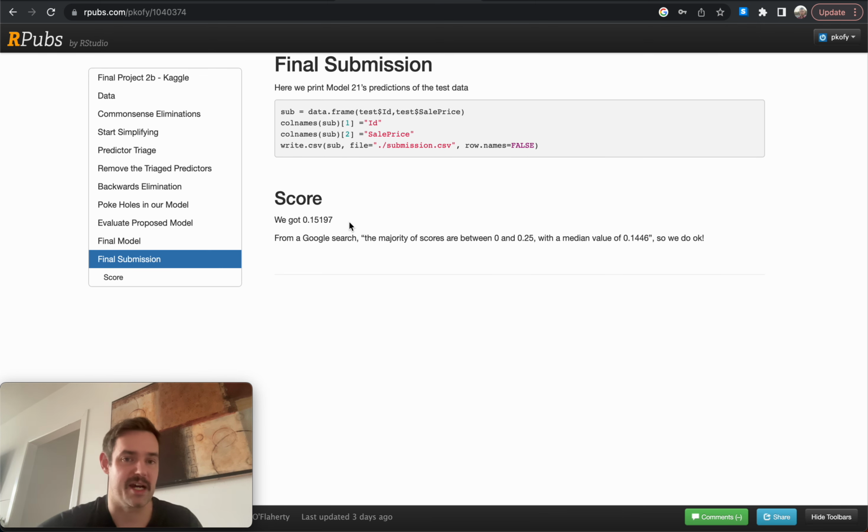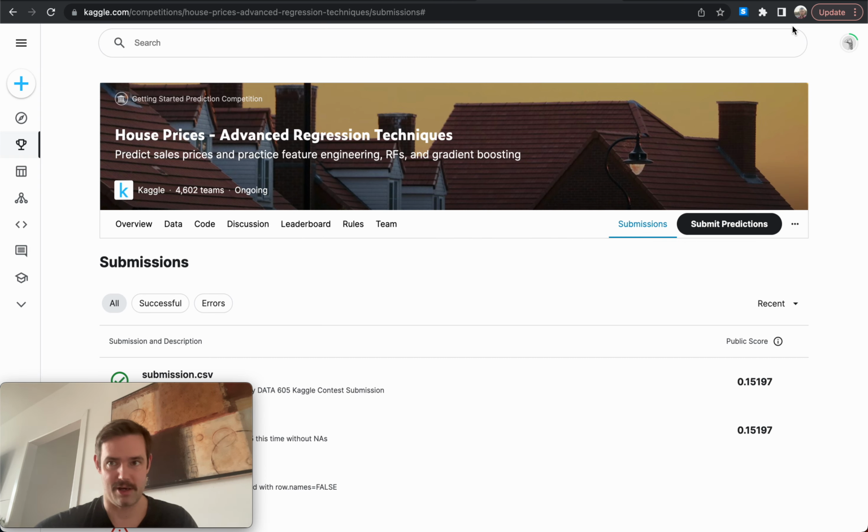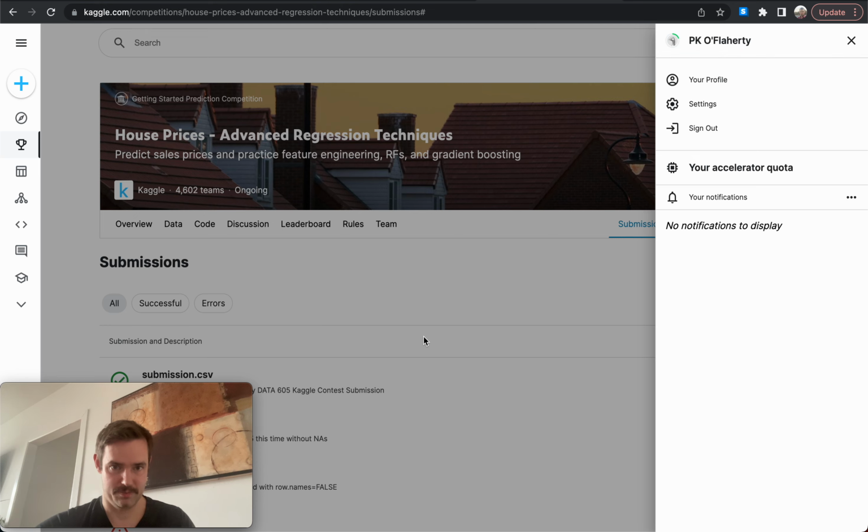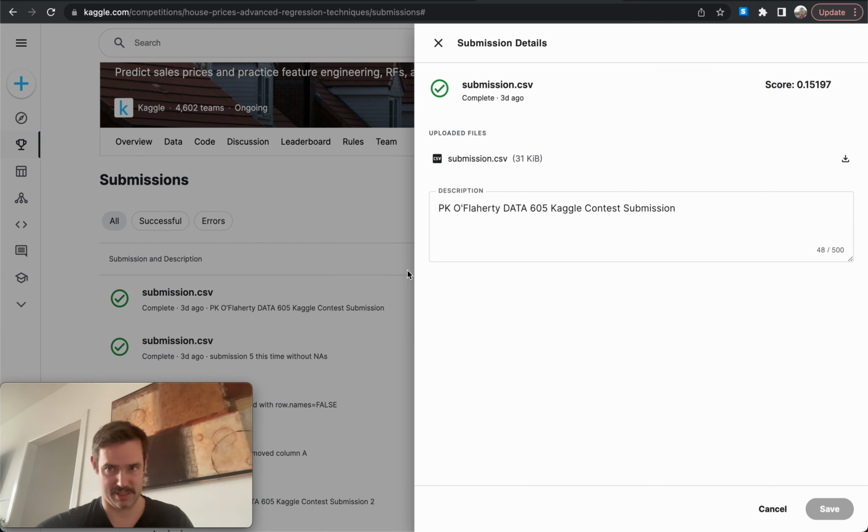And when we submitted, we got a score of 0.15197. Here's our account on Kaggle where we made that submission and our score.